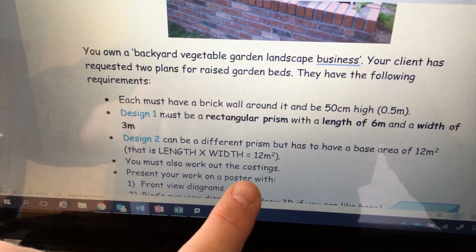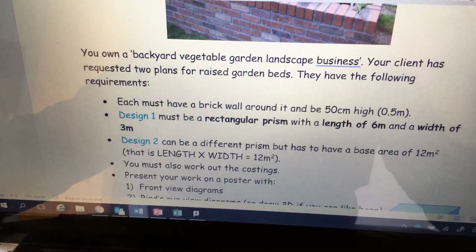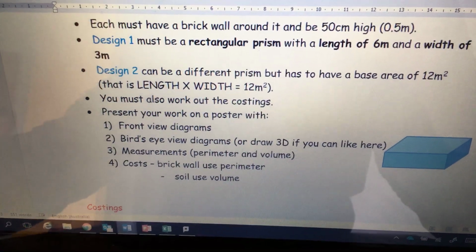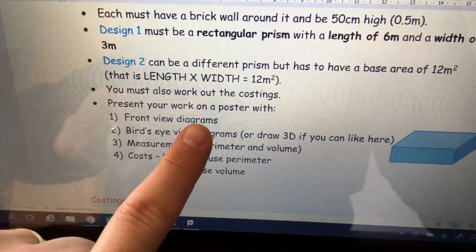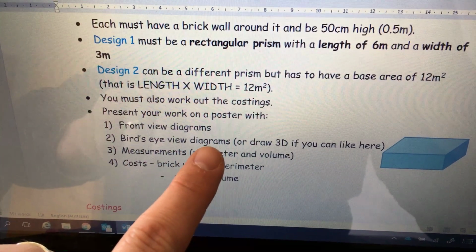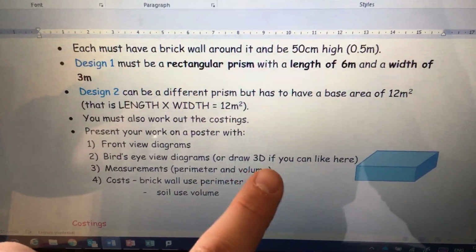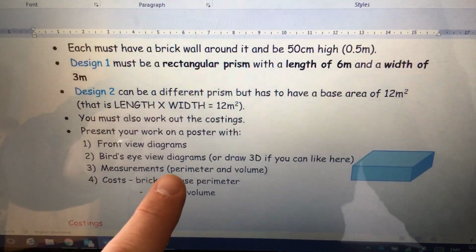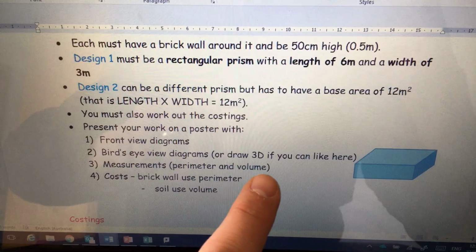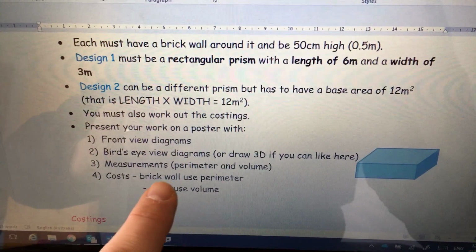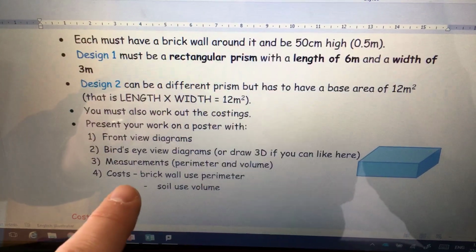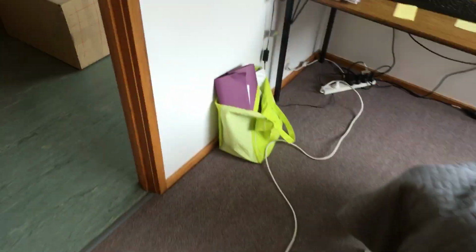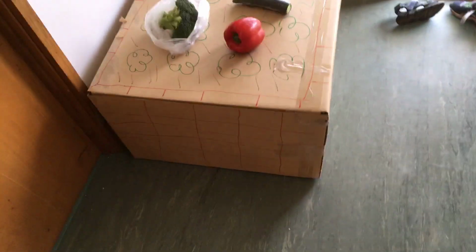You must also work out the costings for this. All of this will go onto a poster. There are some posters at the front of the room for you. On the poster we would like front view diagrams and bird's eye view diagrams, or if you feel like you can do it, you can draw 3D diagrams like I've got here. On there also we need the measurements, so we can calculate perimeter and volume, and the costs. We have costs for the brick wall where we use the perimeter, and the costs for the soil where we'll use volume.